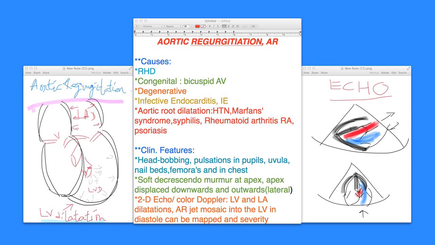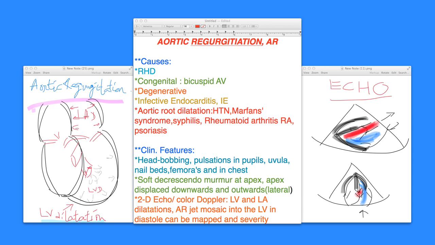So in a nutshell, the causes are rheumatic disease and infective endocarditis as the commonest, and then, of course, aortic root dilatation. Clinical features are that there is a soft decrescendo murmur heard at the apex, which is in diastole. And then on the echo, one sees an aortic regurgitant jet, which is returning back towards the cavity or towards the apex. And depending upon how far it travels, will define the severity.